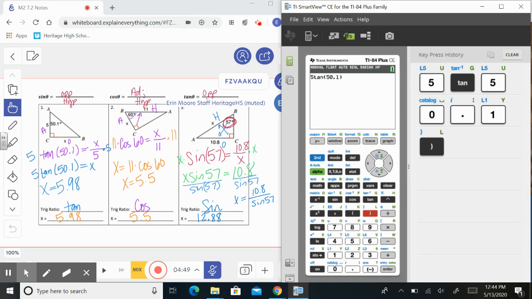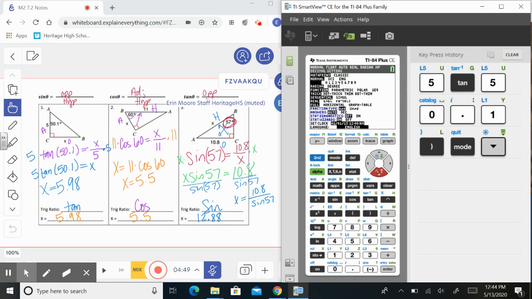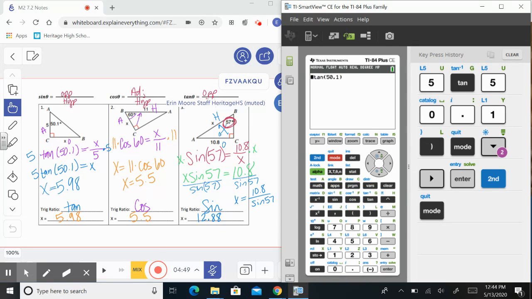But the one thing I was telling you is you do want to make sure your mode is in degree mode. So if you hit mode, scroll down to where it says radian, where you see it flashing, and scroll over to degree and hit enter so that the word degree is highlighted there. So then you want to second quit. And as you can see the buttons on the right here that I'm pushing to get these done. And then we want to hit enter and you'll see how I got that answer of 5.98.